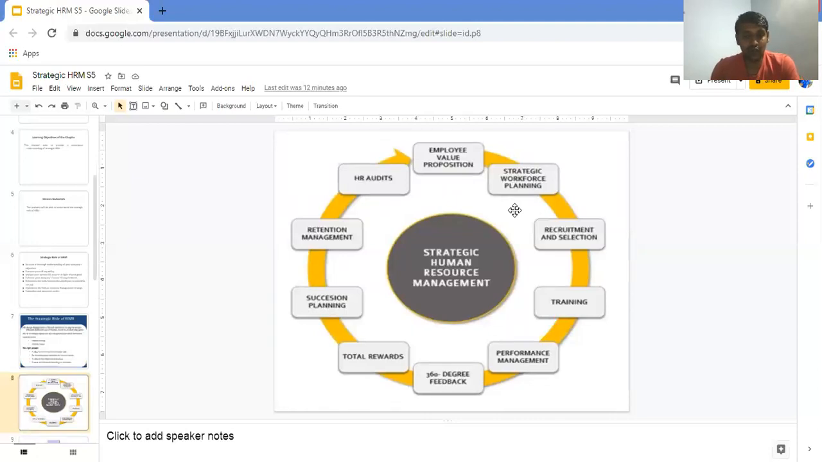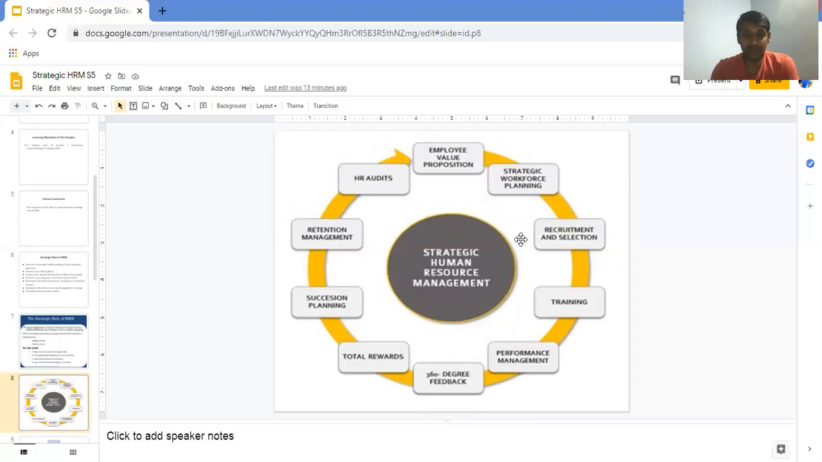First, he has to understand how many employees will be required. He has to create a value for employees. Next, he has to plan how many employees or how much workforce is required in an organization, followed by recruitment and selection. For example, for these many employees required to accomplish a particular task, he has to go for recruiting them, followed by the selection procedure.